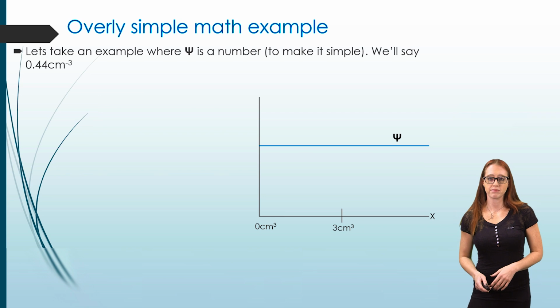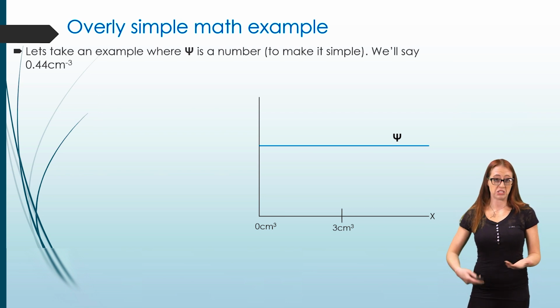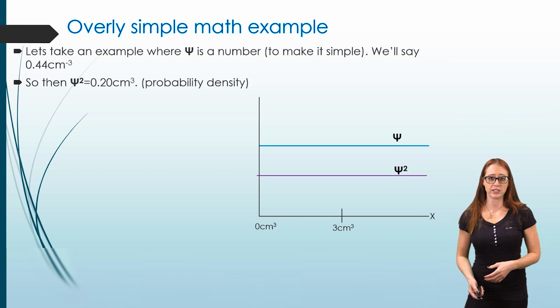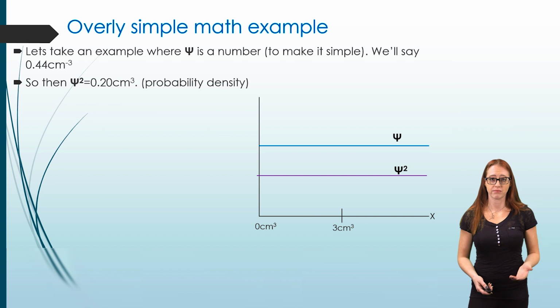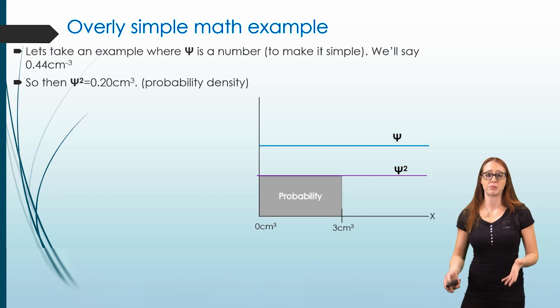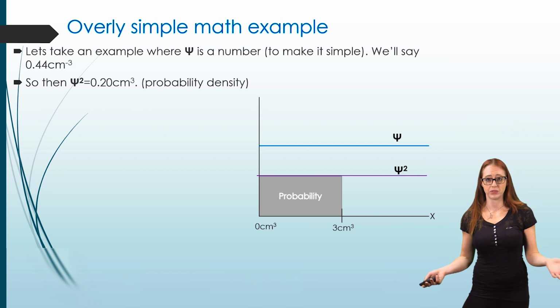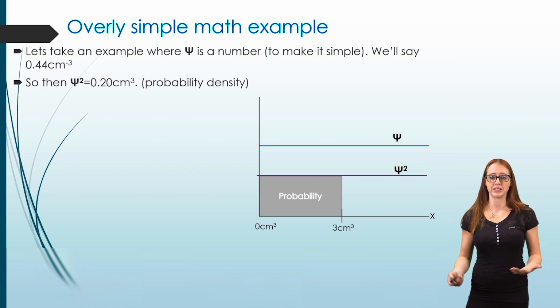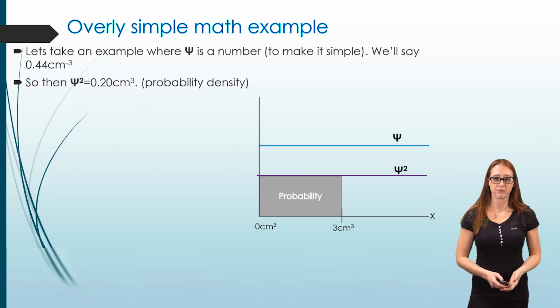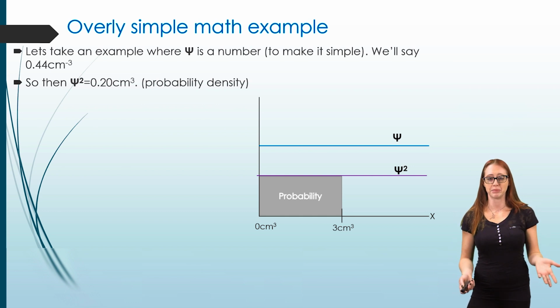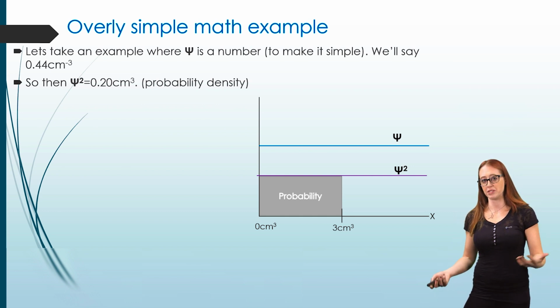So we'll graph this. Now, if you want to know what that function is squared, we need to square it. So if you take 0.44 and you square it, you get 0.2. That's our psi squared. So we could graph that as well. Now let's say we want to know the probability of finding a particle within 3 centimeters cubed. We would take the integral, for those of you who know calculus, or for anyone else, we would just take the area under the curve and find that value. So because I picked the math to be relatively simple here, we'd have 0.2 times 3, which is equal to 60%.